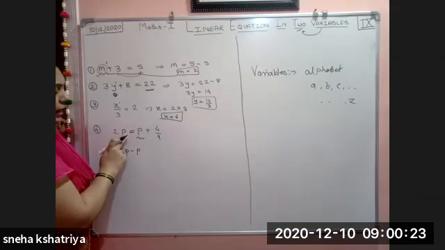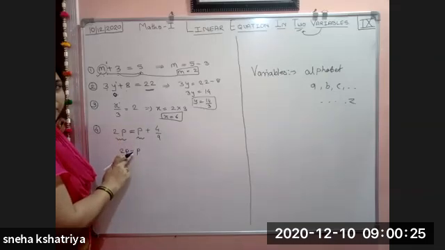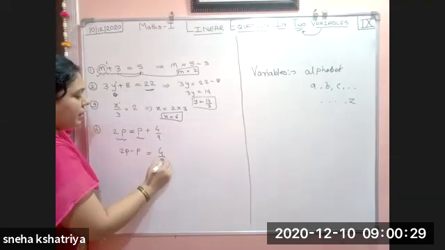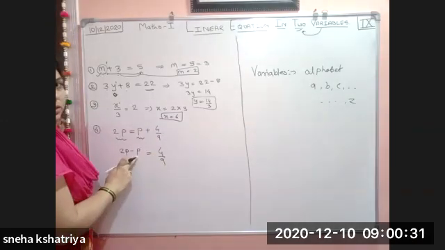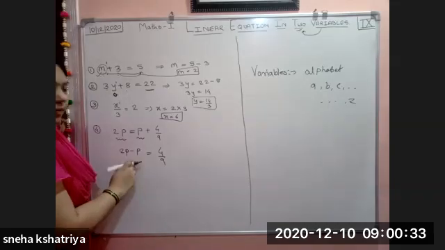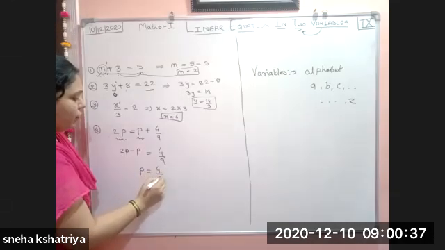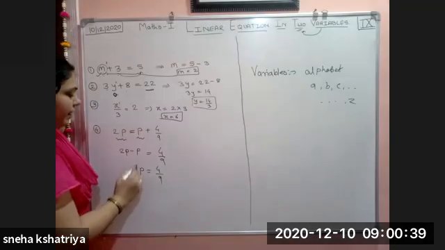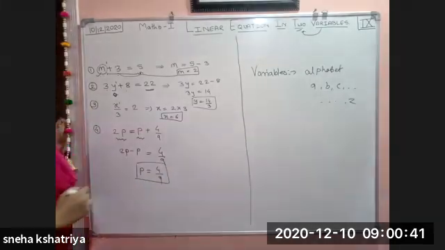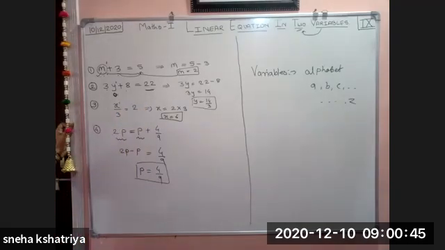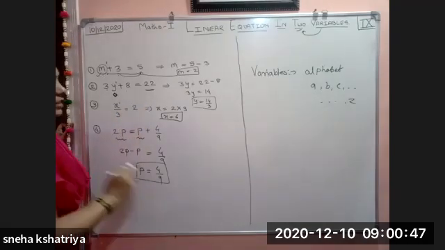If we shift to the left hand side, it will become minus p, which is equal to 4 upon 9. Keep it as it is. 2p minus p, 2 minus 1, simple 1. So we get p is equal to 4 upon 9. So the p value is how much? 4 upon 9. So here in a single variable, we can find the values directly. It is very easy to find out.